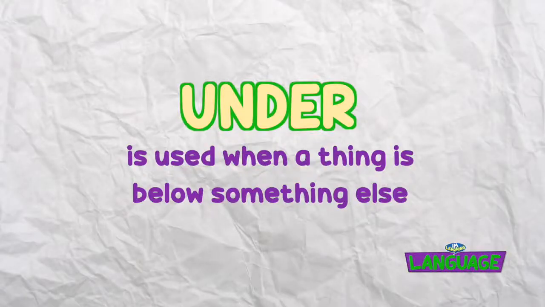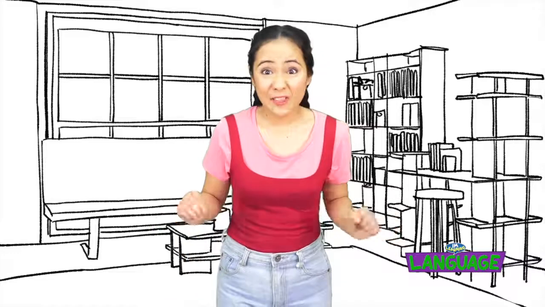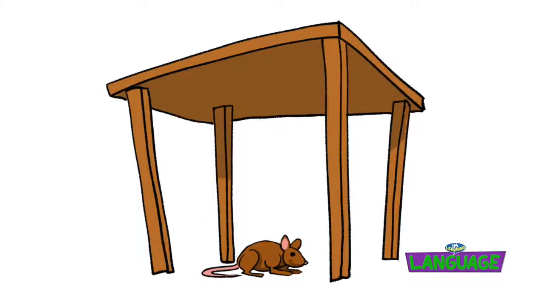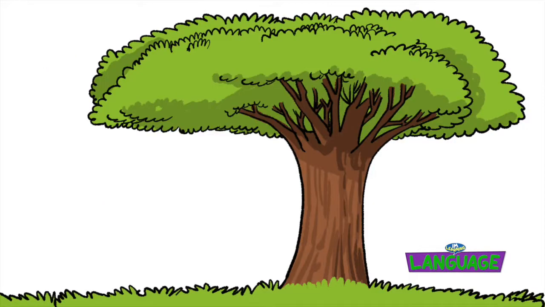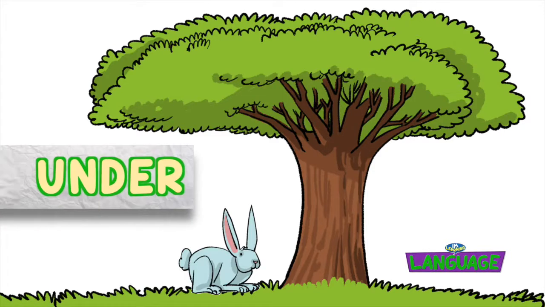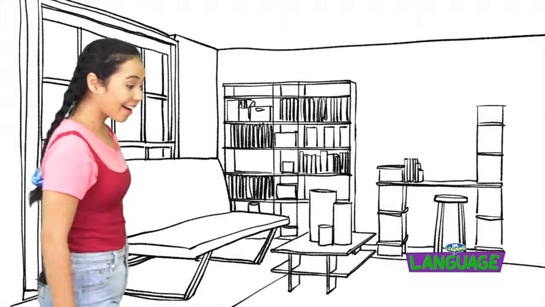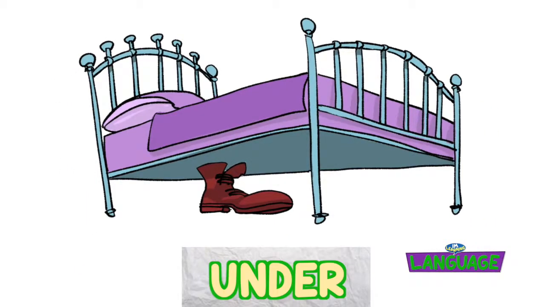Under is used when a thing is below something else. We'll give a lot of examples of this so that we can learn. Where is the mouse? The mouse is under the table. Where is the bunny? The bunny is under the tree. Where is the shoe? The shoe is under the bed.